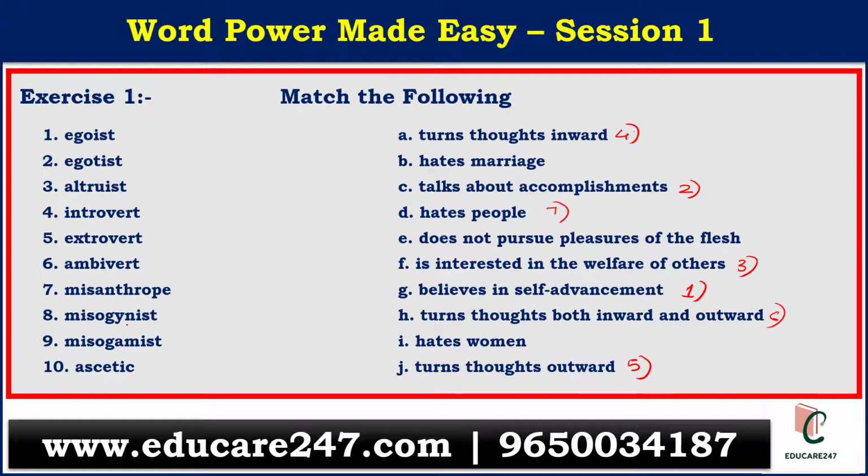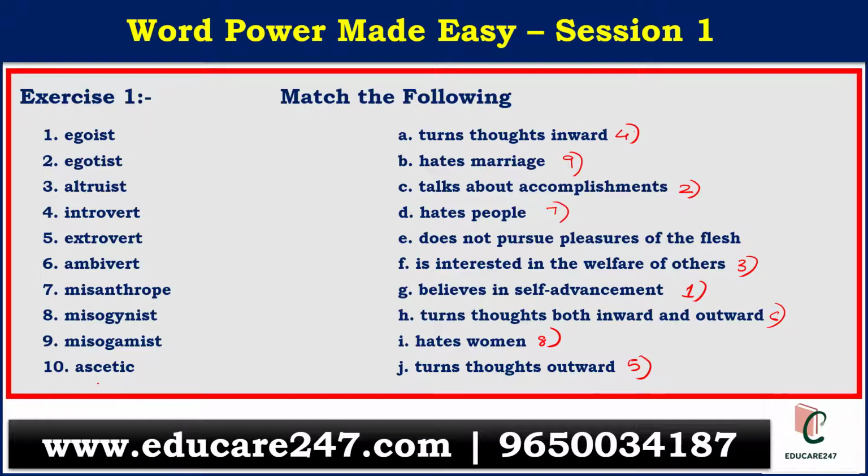Next we have is misogynist. So one who hates women. So one who hates women is I. Next we have is misogamist. So misogamist was one who hates marriage. So we have it as B.